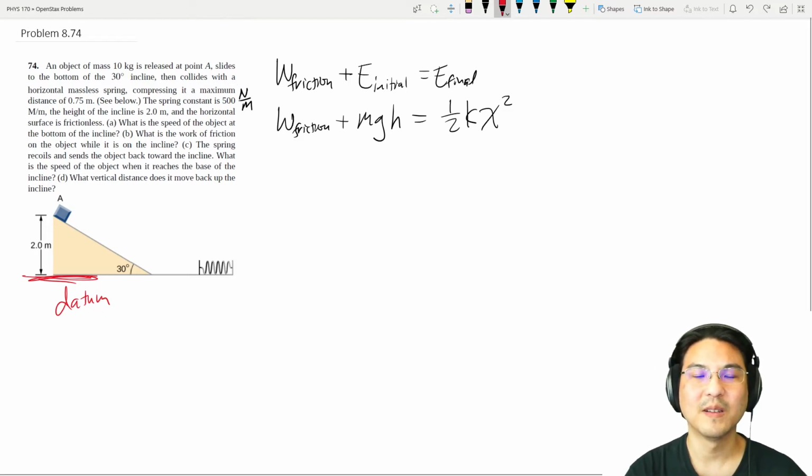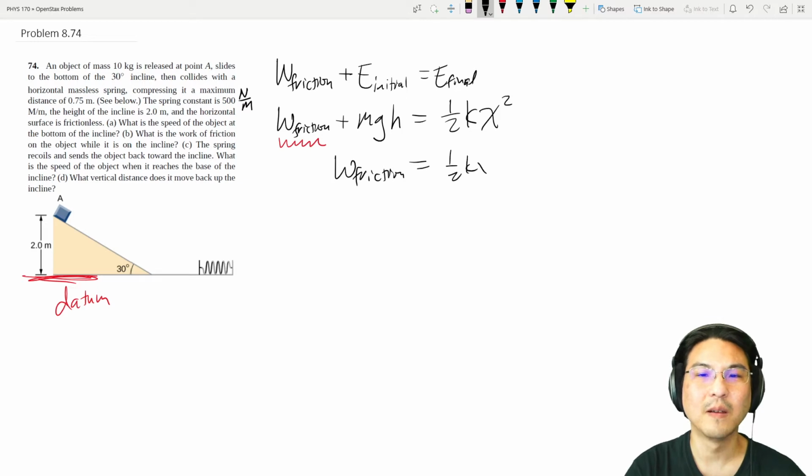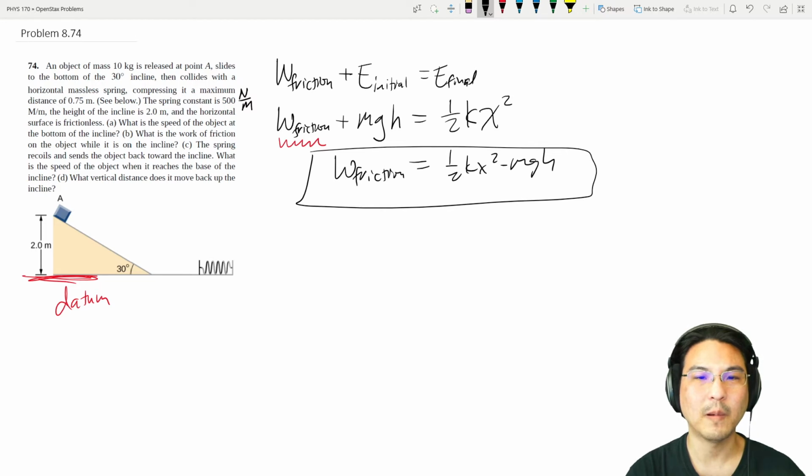Okay, so what is known and unknown? Work by friction, we don't know. Mass, 10 kilograms. g, got it. h, 2 meters. k, 500 newtons per meter. x, 0.75 meters. So this is the only unknown. So solve this for this answer. Work by friction, we know it. Well, that's actually part B. So part B, what is the work by friction? Got it.